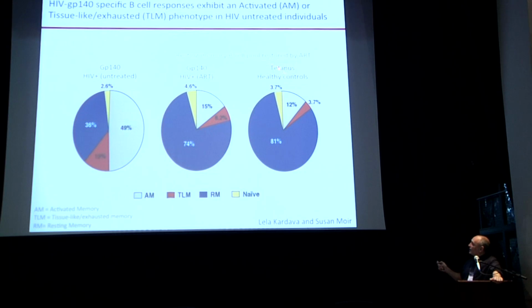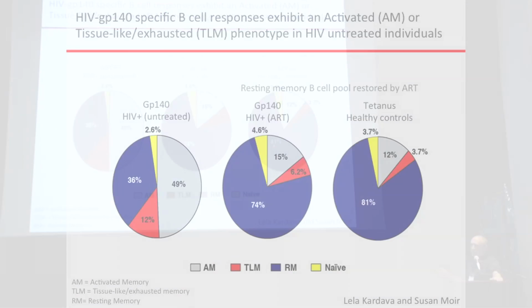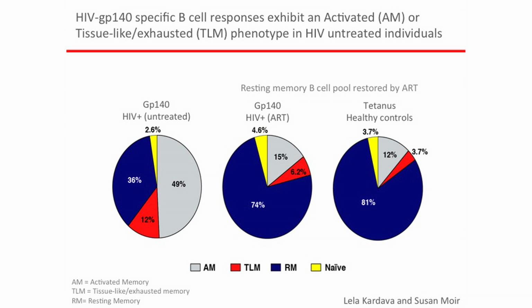As you can see, in something like tetanus, 81% are in the resting population. And then if you put the individuals on antiretroviral therapy, you see that you restore this resting memory population very nicely.